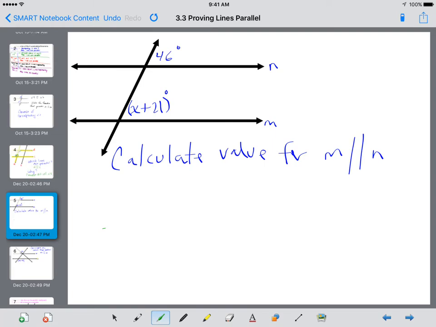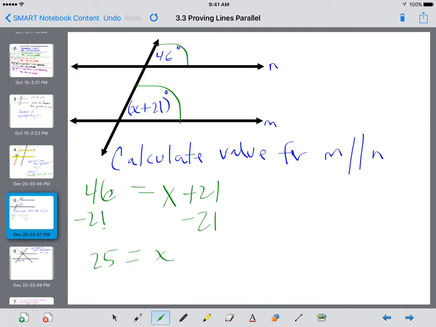Calculate the value for m parallel to n. 46 degrees, x plus 21 degrees. Those are corresponding angles, so they would be equal to each other. So to solve for x, x would equal 25.